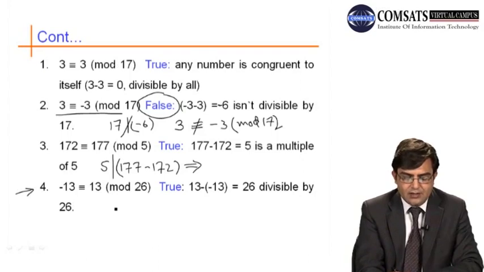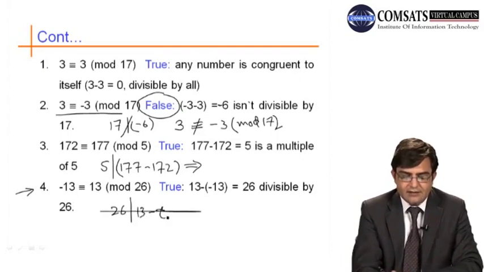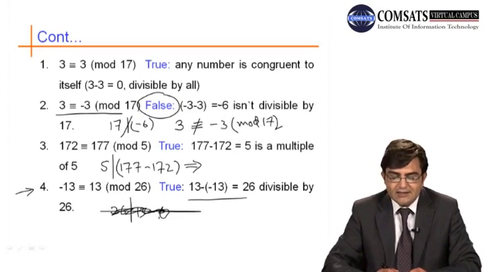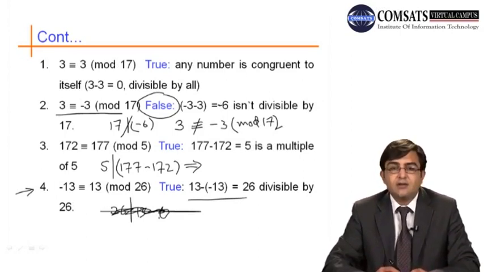The next example is minus 13 is congruent to 13 mod 26. So here we can see that 26 divides 13 minus (minus 13), which is basically 26, and that is divisible by 26. So this fourth example, where minus 13 is congruent to 13 mod 26, is true.